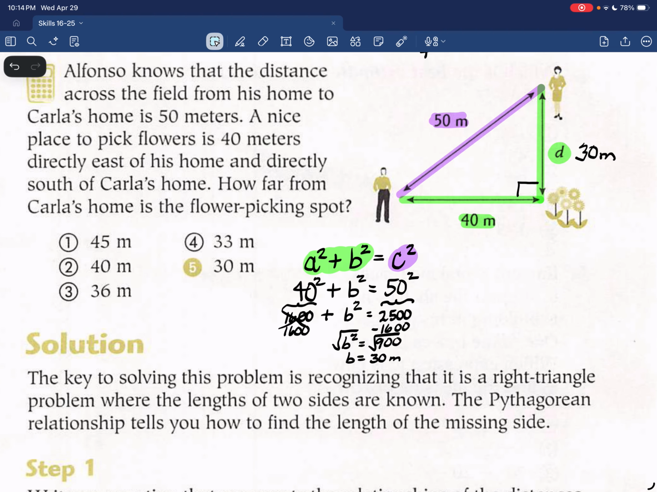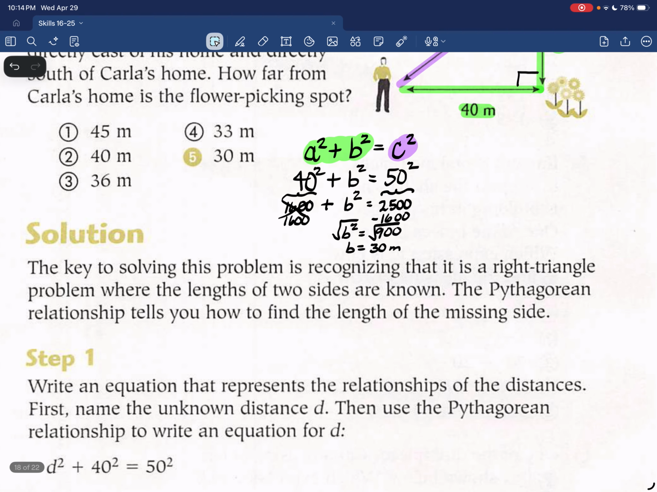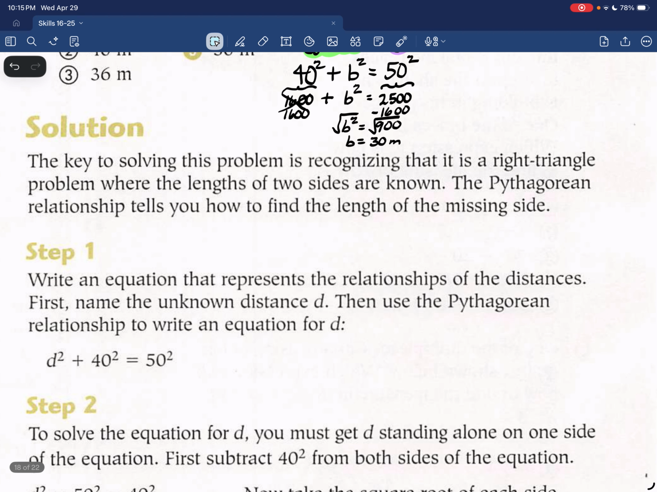The key to solving this problem is recognizing that it is a right triangle problem, where the lengths of two sides are known. The Pythagorean relationship tells you how to find the length of the missing side. Step 1. You write an equation that represents the relationships of the distances. First, name the unknown distance d, then use the Pythagorean relationship to write an equation for d. We know that d squared plus 40 squared is 50 squared.